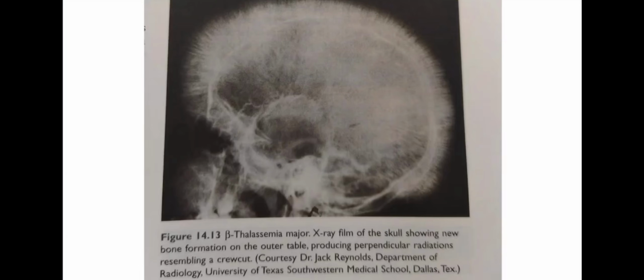So we can see beta thalassemia major here. It is an X-ray film of a skull showing new bone formation on the outer table, producing perpendicular radiation resembling a crew cut.